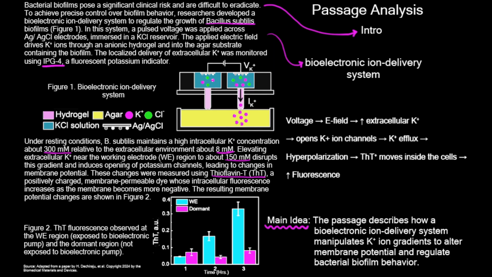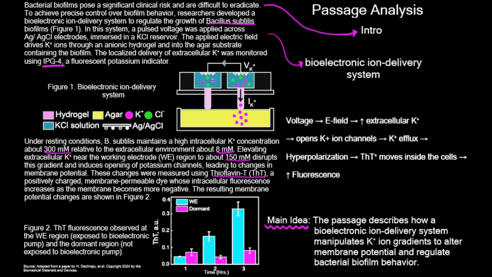the biofilm. This fourth sentence provides more details. As expected, the purpose of the electrolytic-like system is to use voltage to control the movement of ions, specifically in this case, potassium K plus ions, and to direct them toward the agar substrate containing the biofilm through an anionic hydrogel. The mention of an anionic hydrogel may be important.